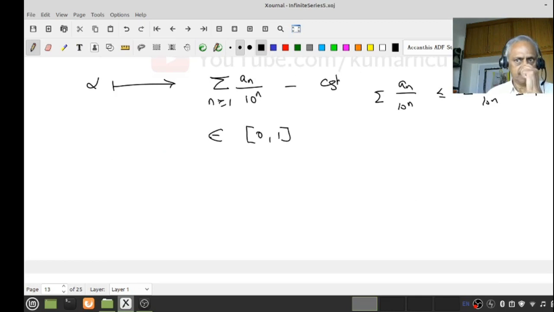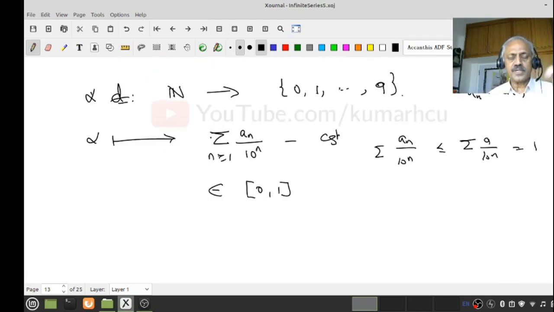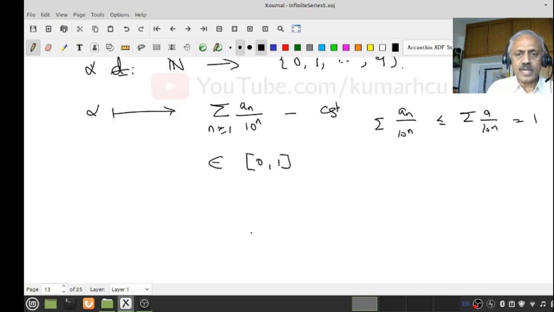Now I don't want to take all such alpha. Remember, for any alpha, a function from natural numbers to 0 to 9, I associated a decimal expansion, a power series, not, sorry, an infinite series, right? That represents a number in the closed interval 0 to 1. But what do I want? I want it to be in the open interval 0 to 1. So what should I make sure? I want to make sure that not all a_n's are 9, that there exists an n such that a_n is not 9.